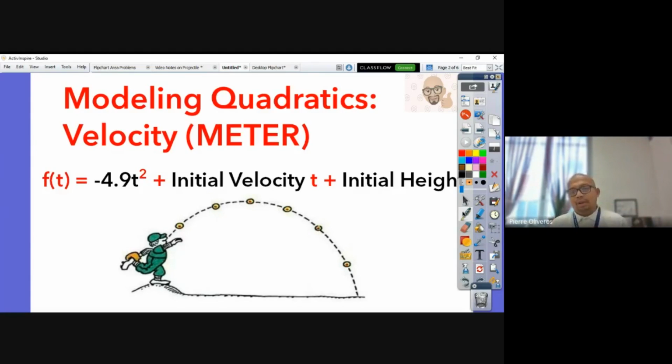Again, let's have a review. Initial velocity is how you throw the object. When you throw it up, it's going to be positive. When you throw it down with force, it's negative. But when you just drop it, the initial velocity will just be zero. The initial height depends on where the object was thrown. If you're on the ground, that's going to be zero. If you're above the ground, it will be positive. If it's below the ground, it's going to be negative.